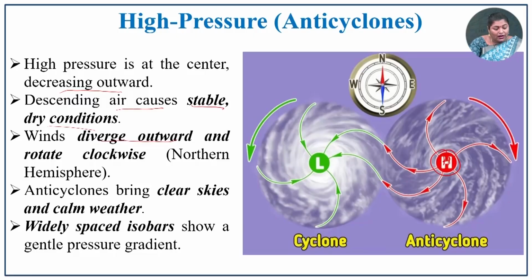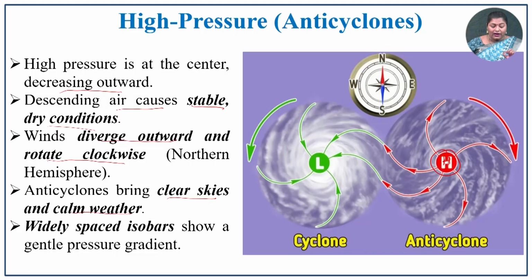Here in the high pressure, the winds diverge and the rotation will be clockwise, but in the low pressure the rotation will be anti-clockwise in the northern hemisphere. The anti-clockwise brings clear skies and calm weather. So, because of this situation, there will be calm, stable weather in this high pressure region.